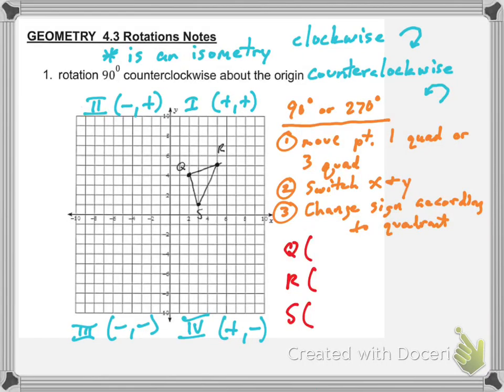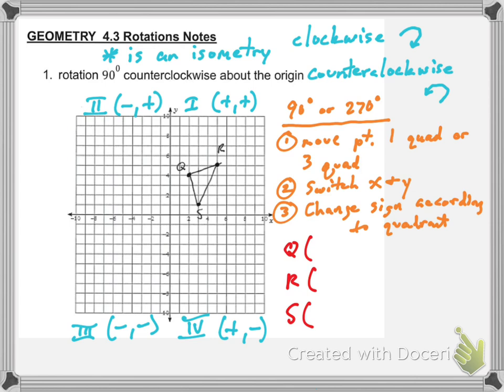Section 4.3 has to do with rotations. A couple things about rotations. First of all, it's an isometry. Isometry, again, means that the shape doesn't change size when you rotate it. There are rotations that are clockwise and counterclockwise, and you can see what directions those go in.